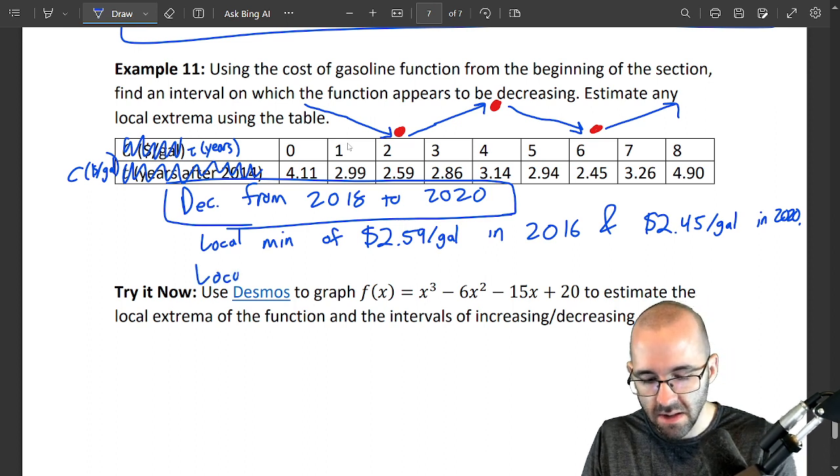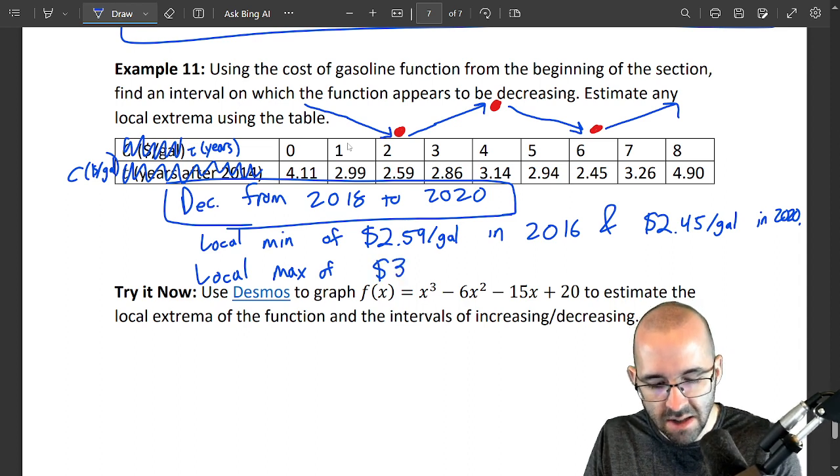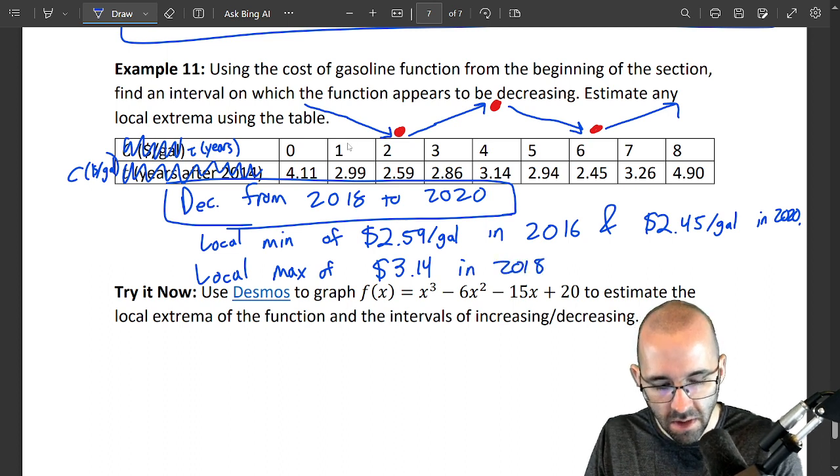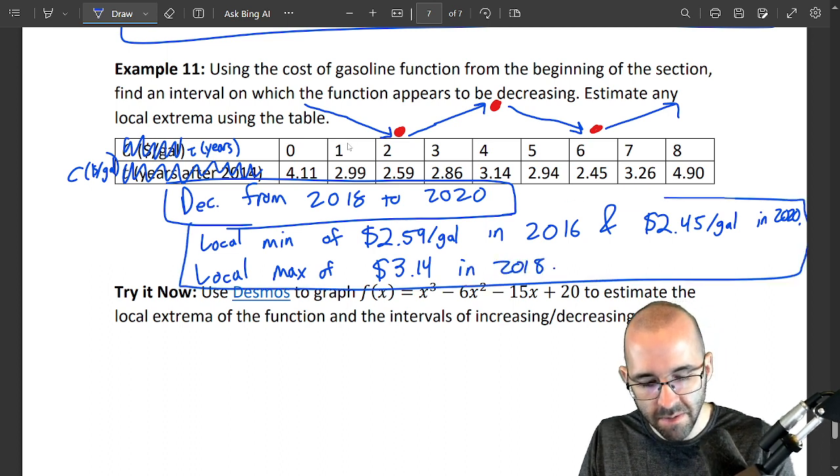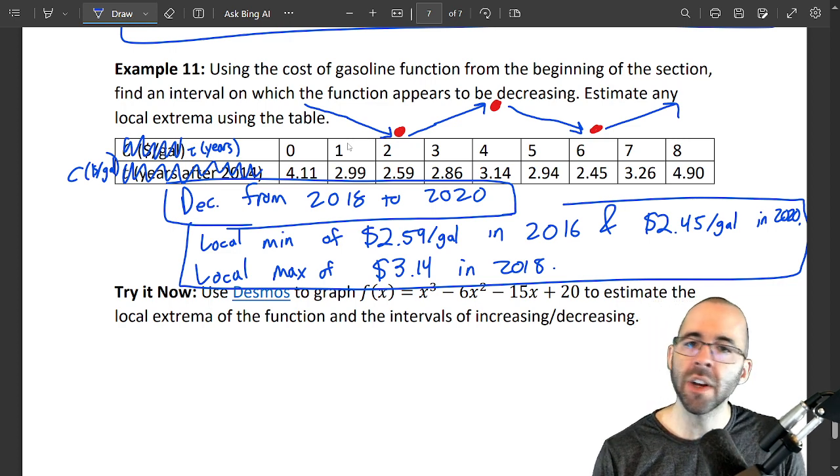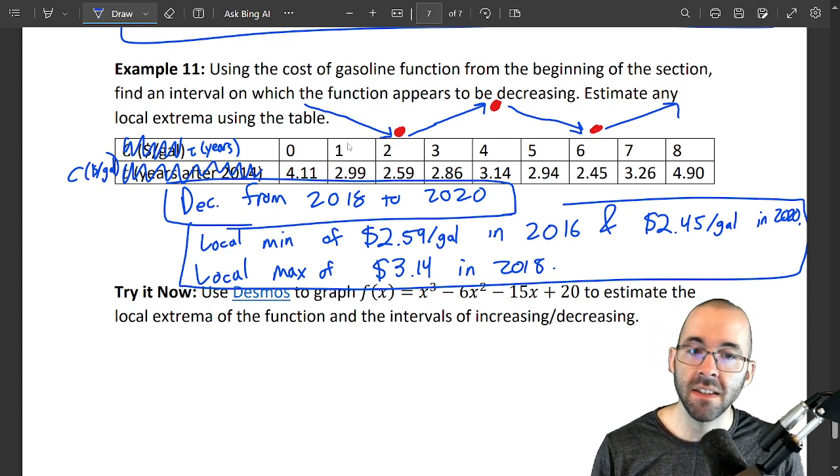Local max is that top red point of $3.14 in the year 2018. That's our answer for this part. So again, it's local max.